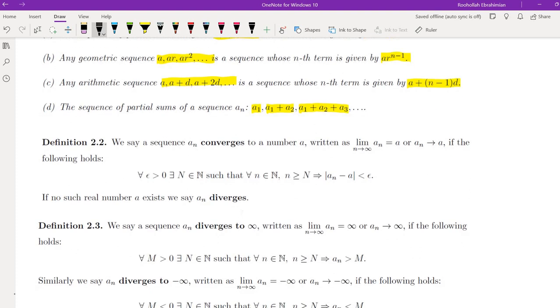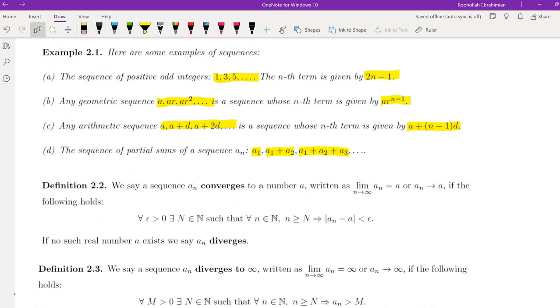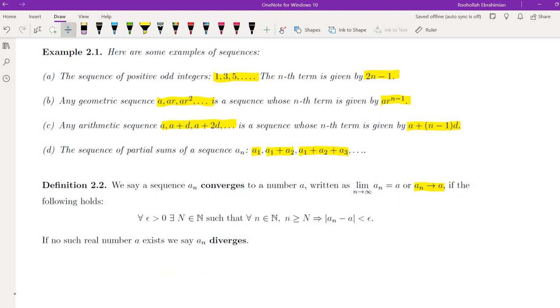Okay, so now that we understand what a sequence is, we are going to talk about convergent sequences. What does it mean that a sequence approaches a real number? We say a sequence an converges to a real number a, written as the limit of an equals a as n approaches infinity, or the other way of writing it would be an arrow a. That also means an approaches a as n approaches infinity, if the following holds. I will read this statement and then we'll talk about intuitively what it means.